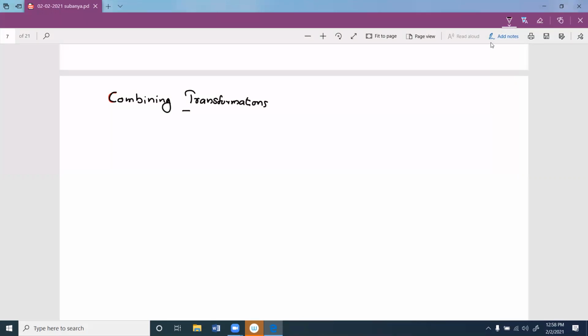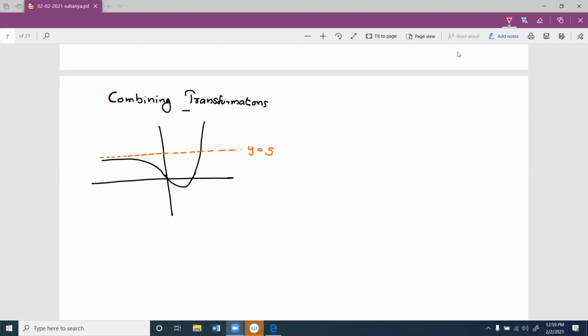The combining transformations. Now let's see what is meant by the combining transformations. For example, they might give you a question somewhere like this. For this graph, they have given us two axes of asymptotes, y equals 5 and x equals 6. I'll use two different colors for that.